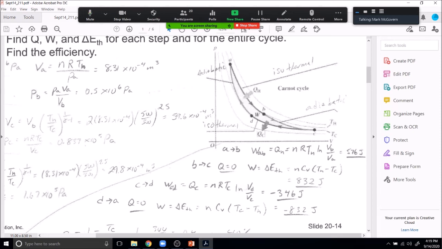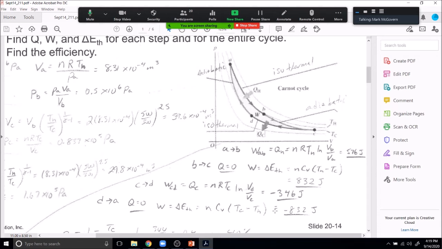Let's move to CD. Same thing as A to B. It's an isothermal process. You go through the same steps. The volumes are different, right? Because we're going from a higher volume to a lower volume, so the natural logarithm is negative because of that. So we get a negative 346. And then we got our adiabatic process again, which happens to be identical to the BC step. In both cases, we're operating between the two temperature reservoirs, and so we get the exact same thing. We get a negative 832 joules here.